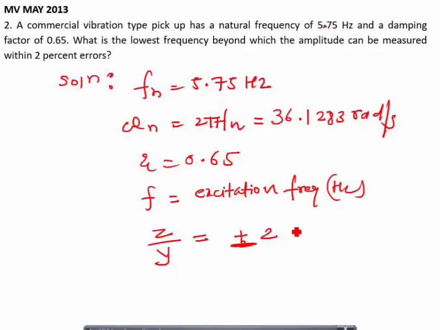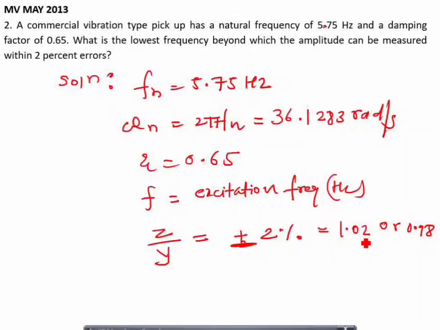Plus minus 2% means what? We know that z upon y is equal to 1 at a corresponding value of zeta. So we are not going to get a 100% value, but there will be some error, because this is a practical instrument, and when you are measuring the vibration from the practical instrument, you will get some error. So that error should be within the plus minus 2% range. Means what? It should be equal to either 1.02 or 0.98. This error can be either plus 2% or minus 2%.